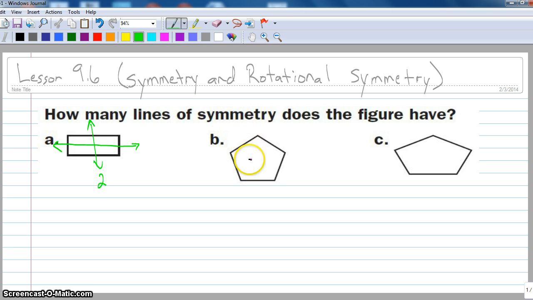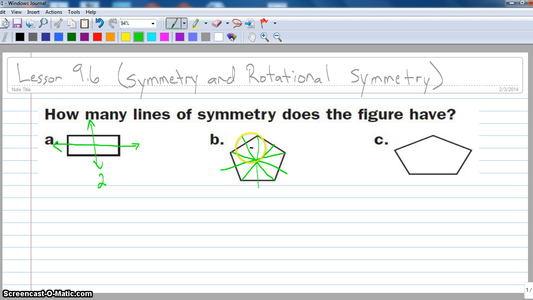Now here, we start to look. Obviously we can go straight down, that works. I'm going to erase that because it gets in the way. Now what happens if we went from here to here? Yeah, that looks good. That's 1. And if you went here to here, yes. And then we already set the one that goes straight up and down. There's another one that goes from here to here, and one that goes from here to here.